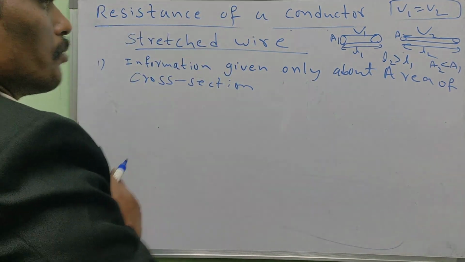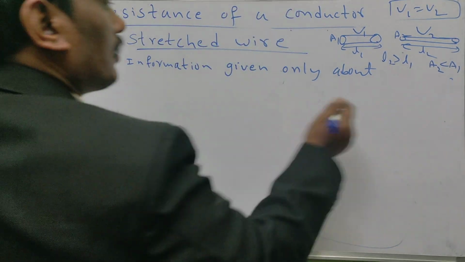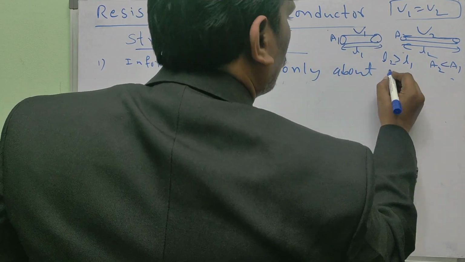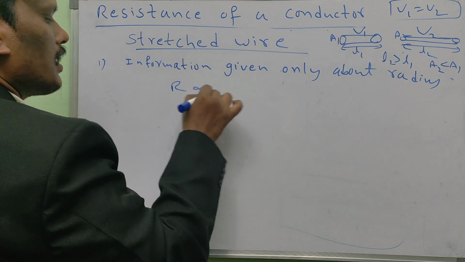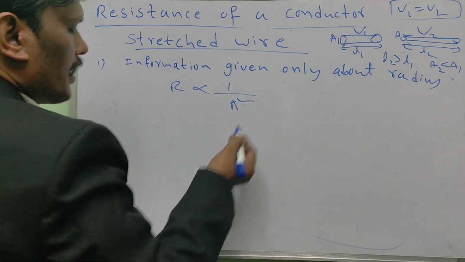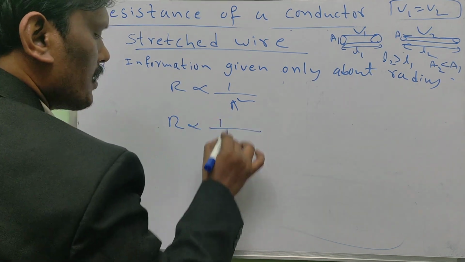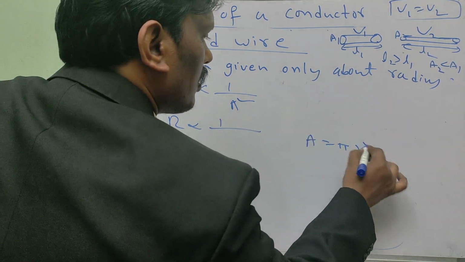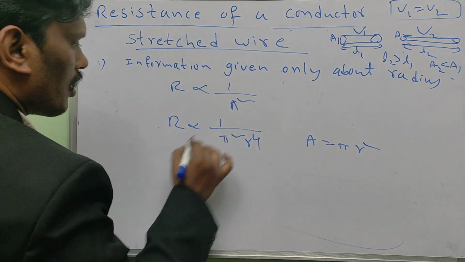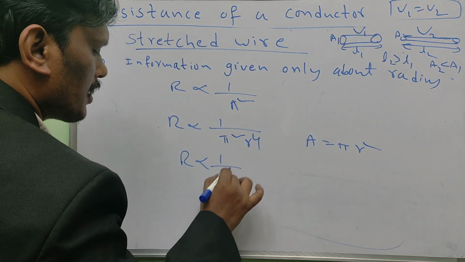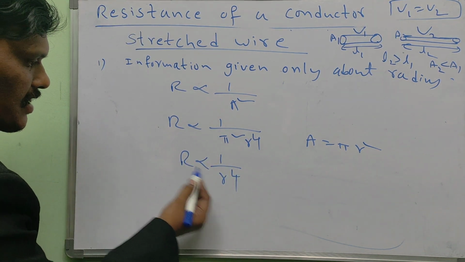Suppose information is given only about the radius. Then how to solve the problem? Already we have the relation: R is inversely proportional to A squared. Now, from here, A means area, which is pi r squared. Then A squared means pi squared r to the power of 4. Pi squared is constant, so R is inversely proportional to radius to the power 4. This is the relation between resistance and radius.